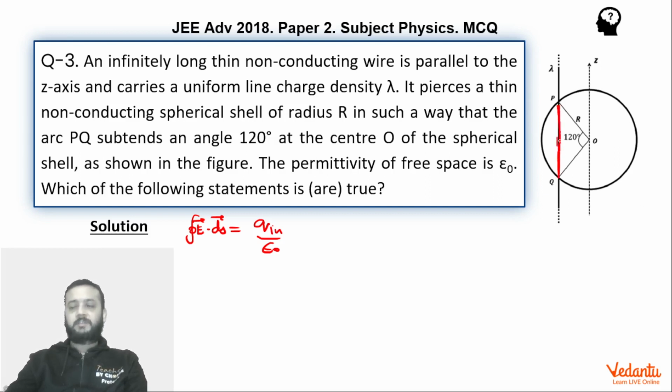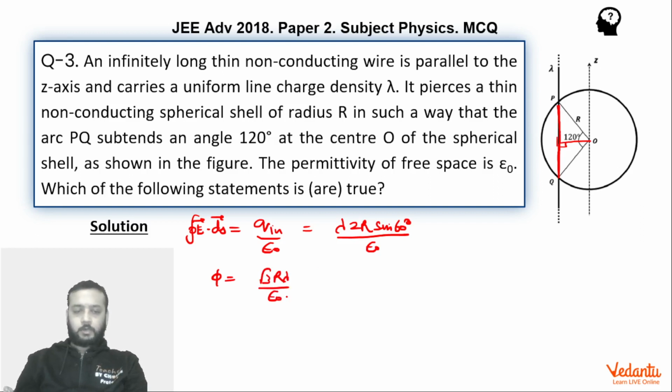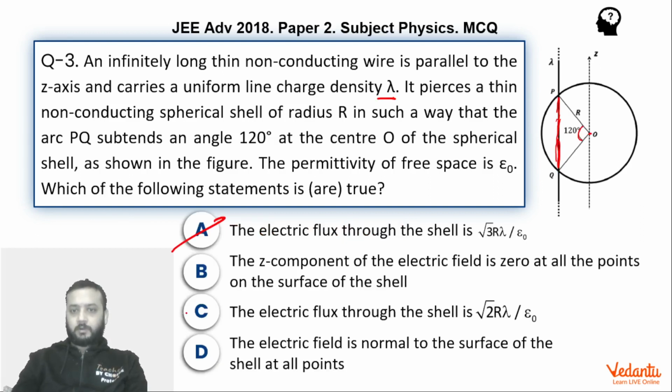So this red section of the wire lies inside the sphere, you can see. If we find the length of this, if you draw the perpendicular from this center on this wire, it will be r sin 60 plus r sin 60. So we can say that Q enclosed will be nothing but lambda into 2r sin 60, divided by epsilon naught. This will be the flux value. Sin 60 is root 3 by 2, so it becomes root 3 r lambda upon epsilon naught. So basically option A is correct and option C is wrong.